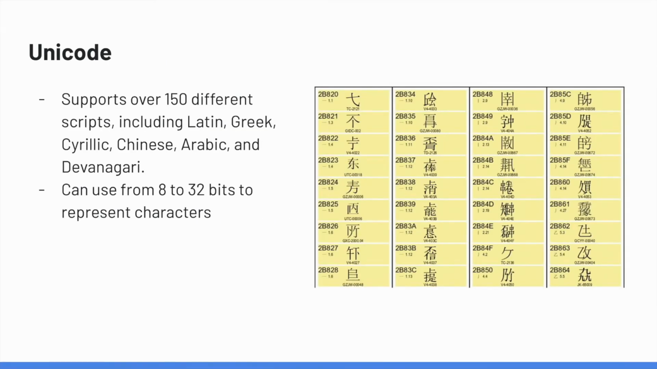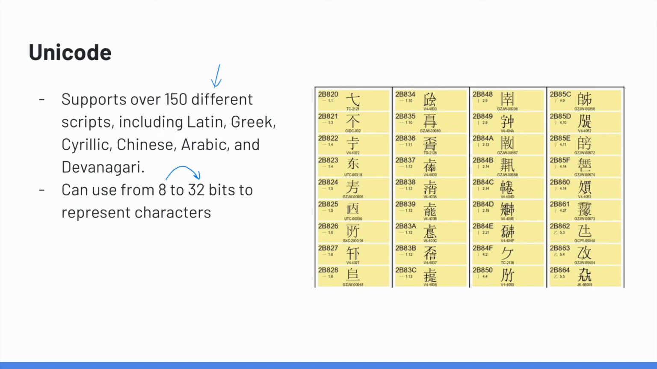Hence, we developed Unicode. Now, Unicode supports 150 different scripts, including Latin, Greek, Cyrillic, which is used for some Slavic languages, Chinese, Arabic, and Devanagari, which is used for Hindi. And actually, I think it's used for some other languages on the Indian subcontinent. I don't know if it's just Hindi. Anyways, now rather than just being able to represent 128 characters, using 7 to 8 bits for each character, we can use anywhere from 8 to 32 bits to represent characters.